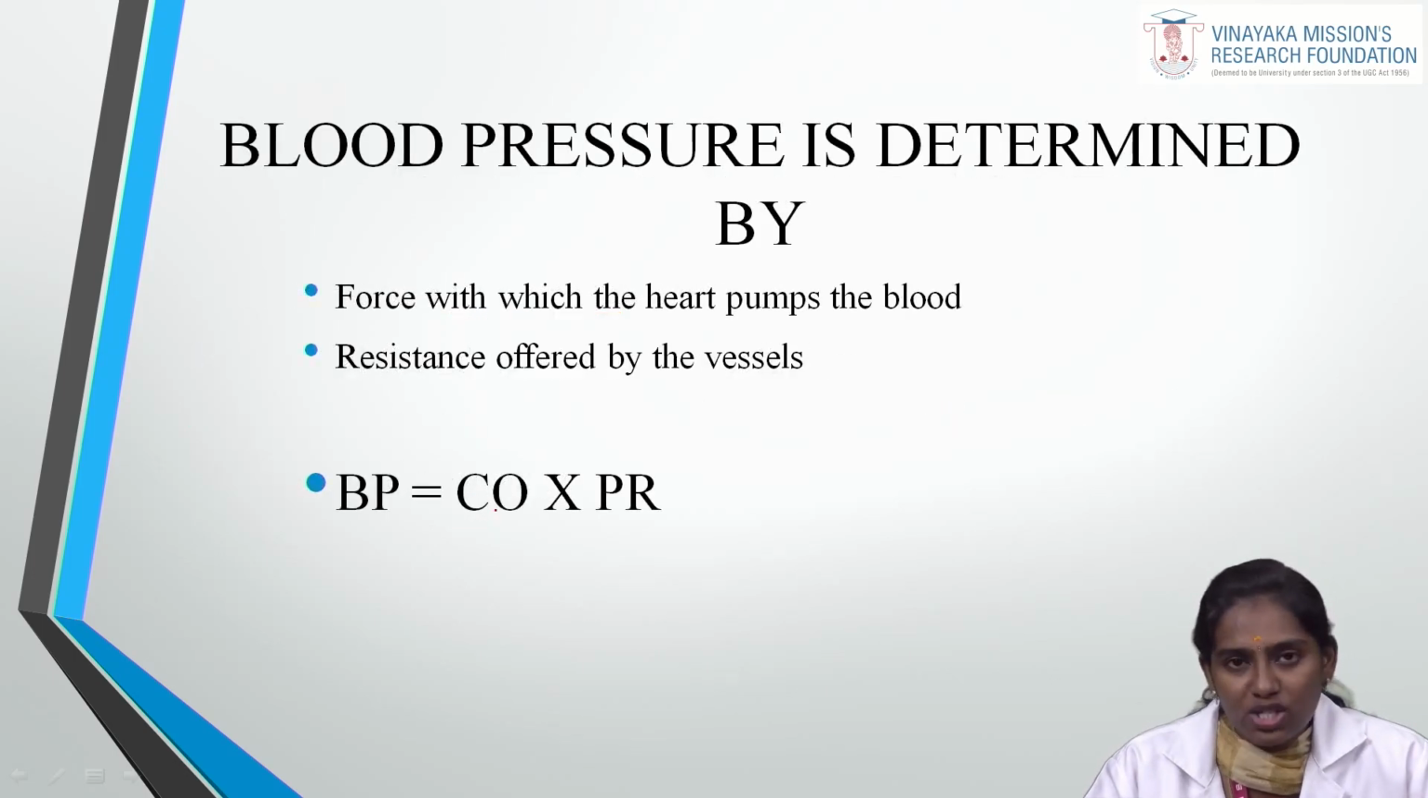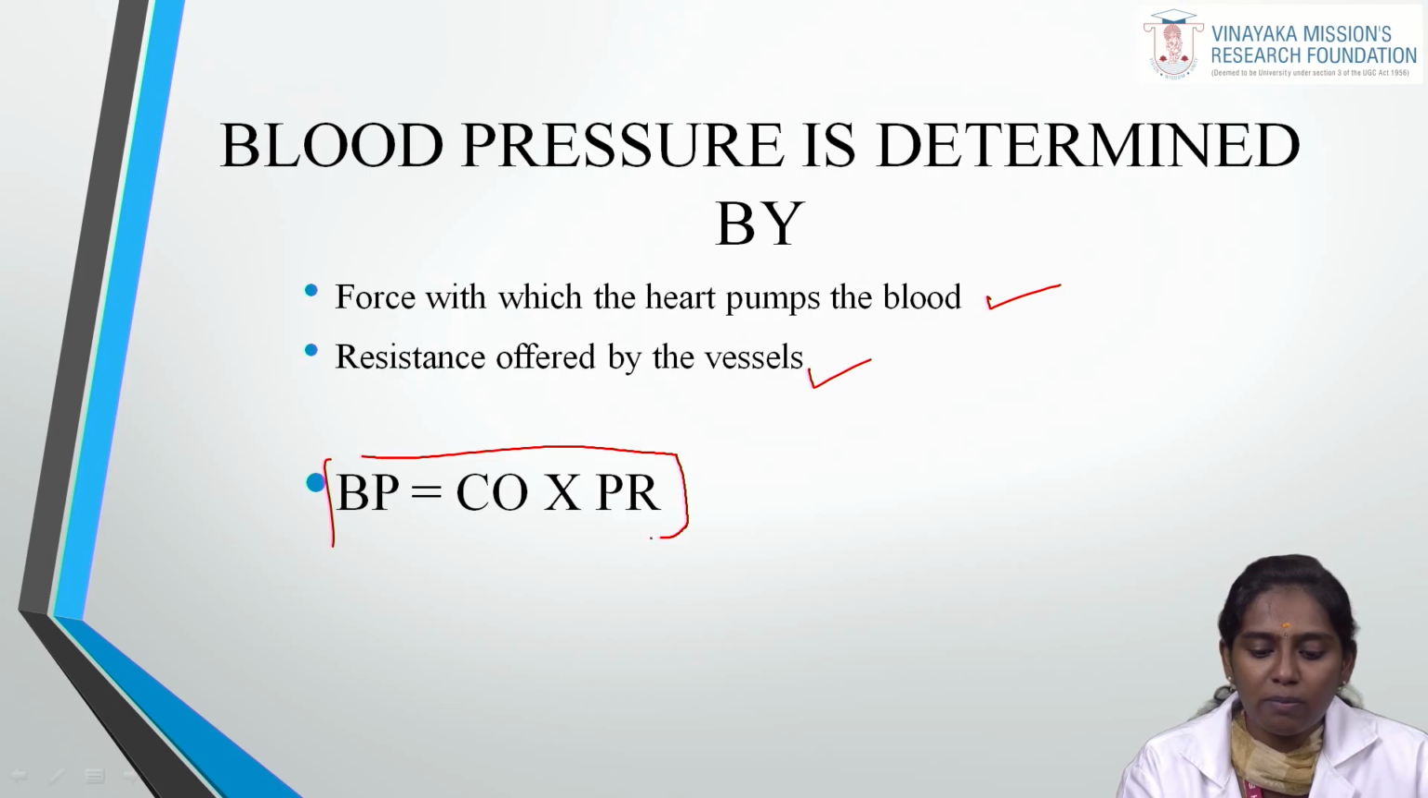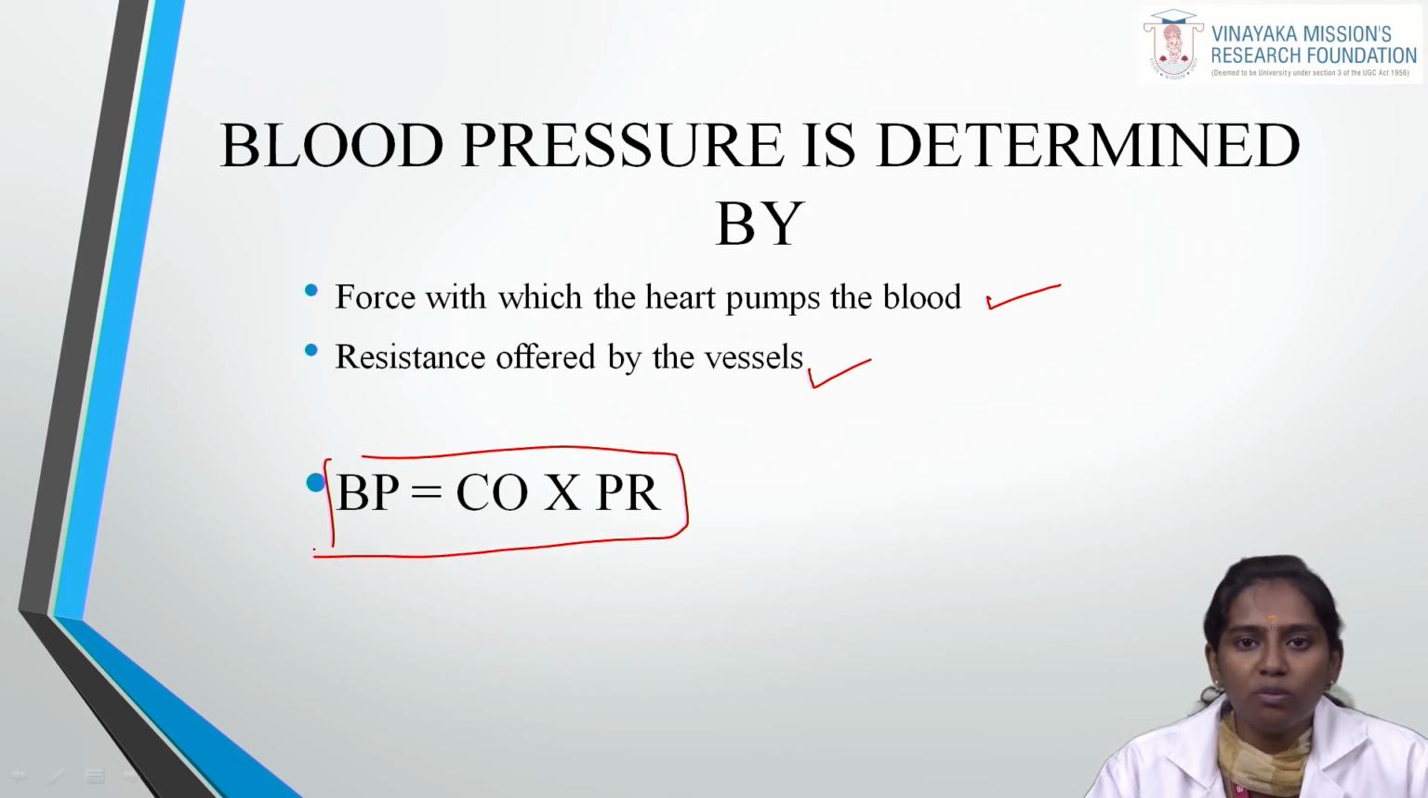Then how can you measure blood pressure, what is the formula? In tissues what is happening is the force with which the heart pumps the blood, what force it is giving. Then resistance offered by the vessels. Then the formula for finding out BP is cardiac output into pulse rate. Cardiac output is the amount of blood coming out from the ventricles in 1 minute. Pulse rate is the pulse counted in the body in 1 minute.